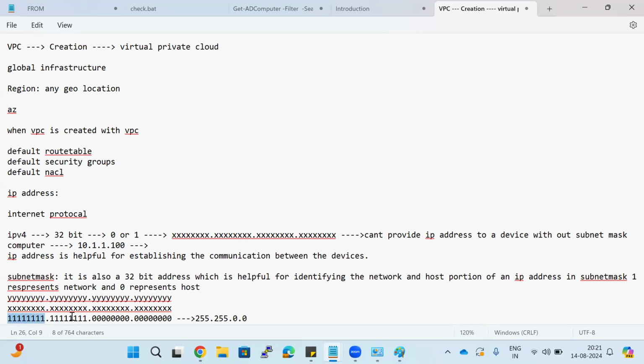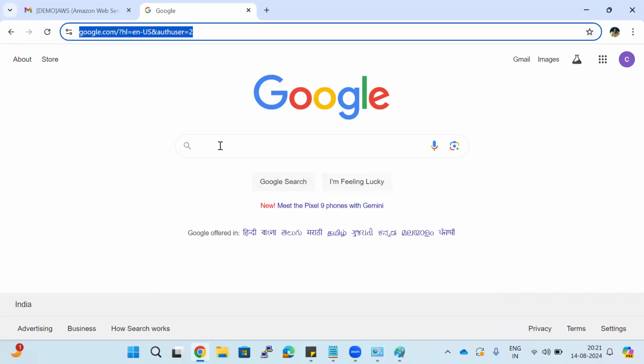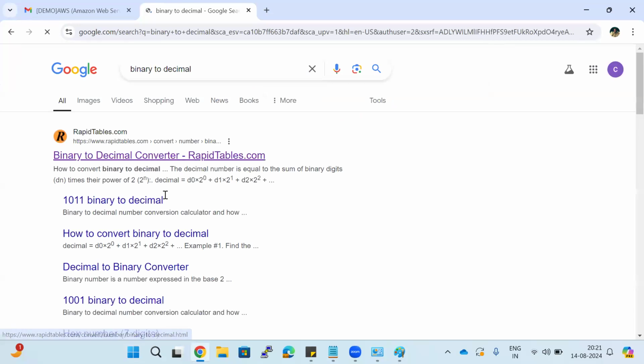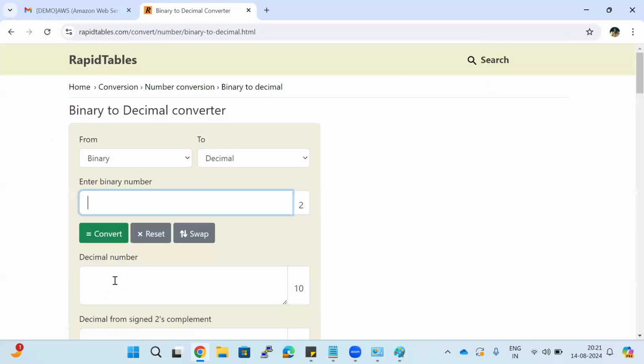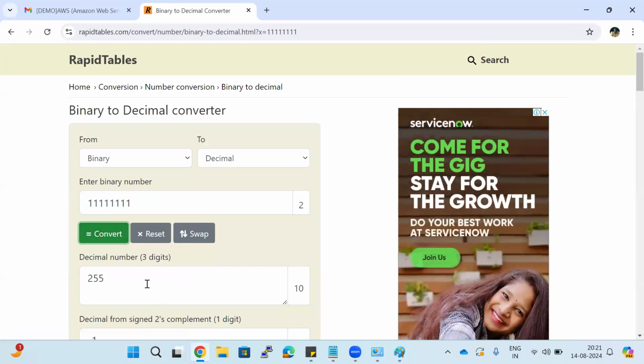How do I know that it is 255? 8 ones in binary number format is called 255 in the decimal number format. So now what I will do here is binary to decimal. Look here. Convert 8 ones into decimal format. What is the output that you got? You got 255. So that's how you are going to get the configuration. That's how you are going to do the binary to decimal conversion.